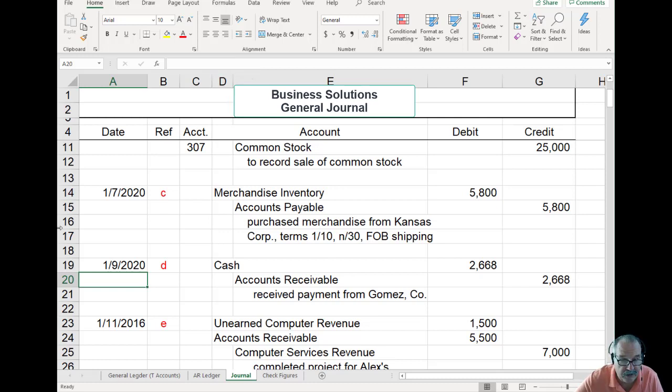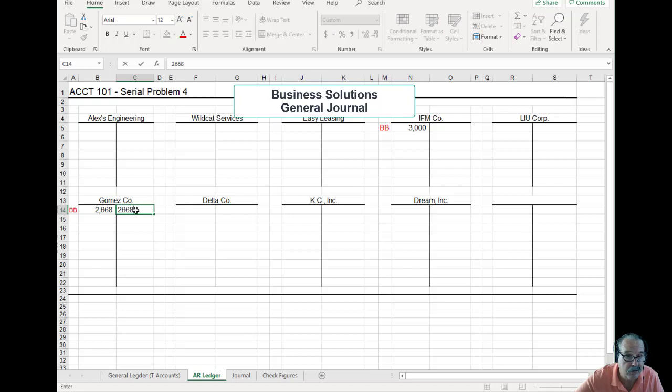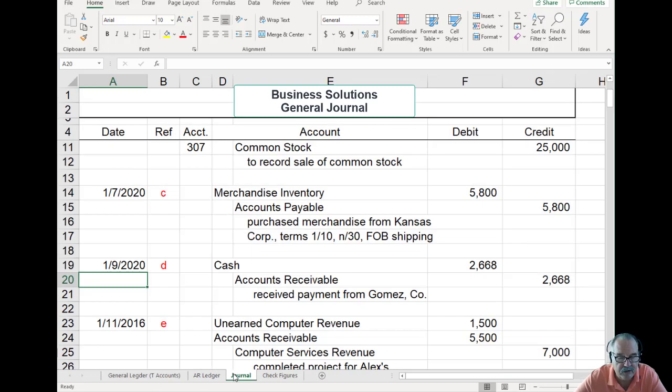Now I've also set up an accounts receivable ledger. So if you want to keep track of each individual customer, we're going to go over here and credit Gomez Company. This is transaction D. And by the way, you have some general ledger accounts here if you want to keep track of that, although again, you don't need to do that and turn it in. It's just for your purposes.